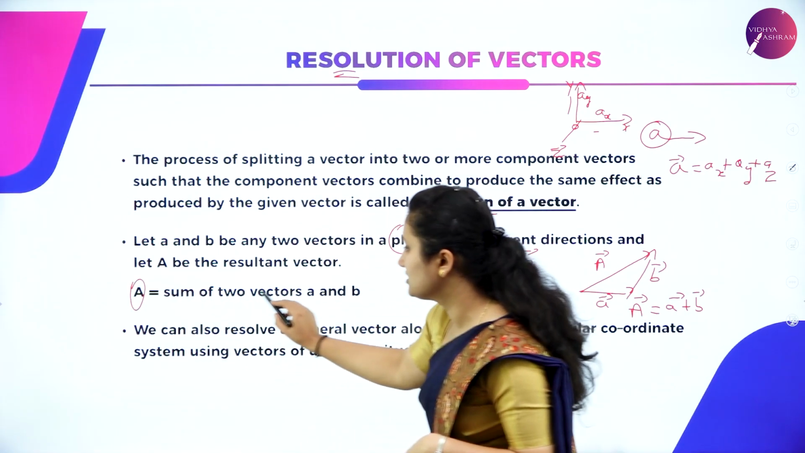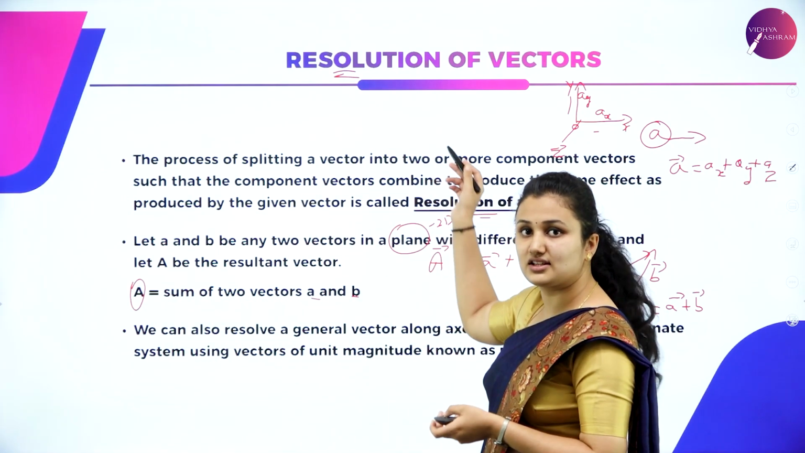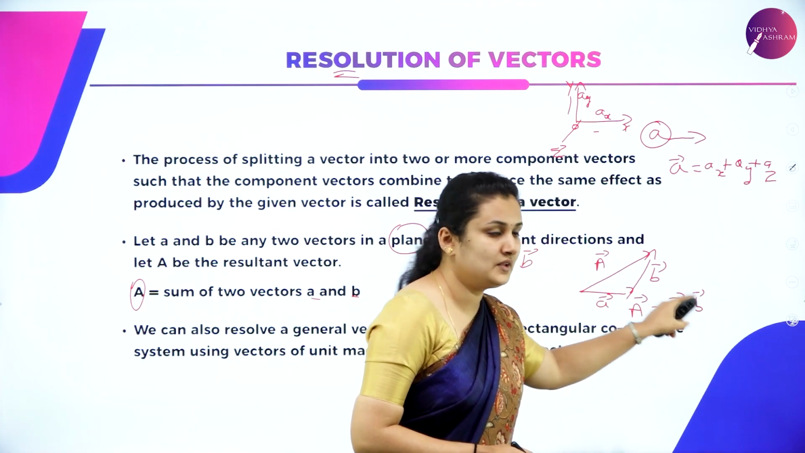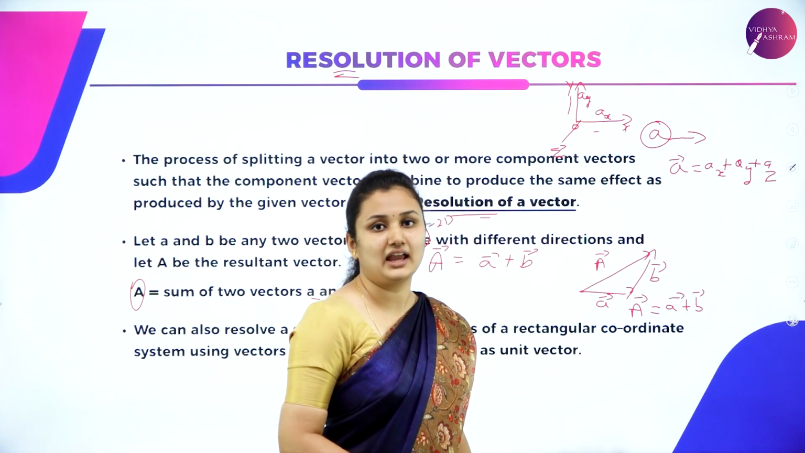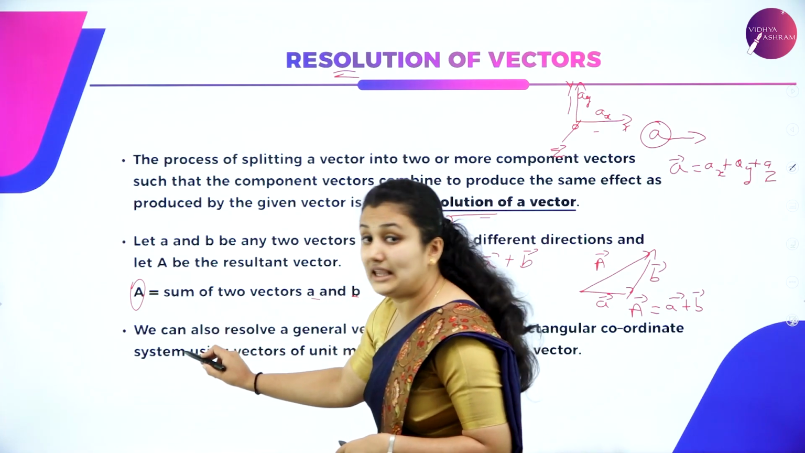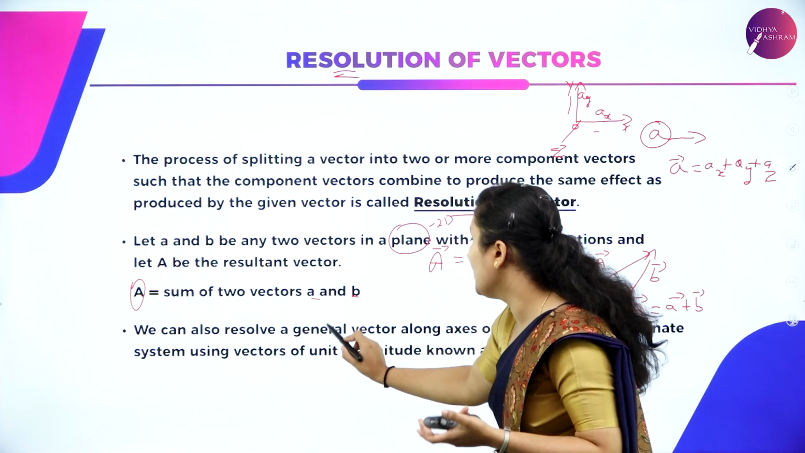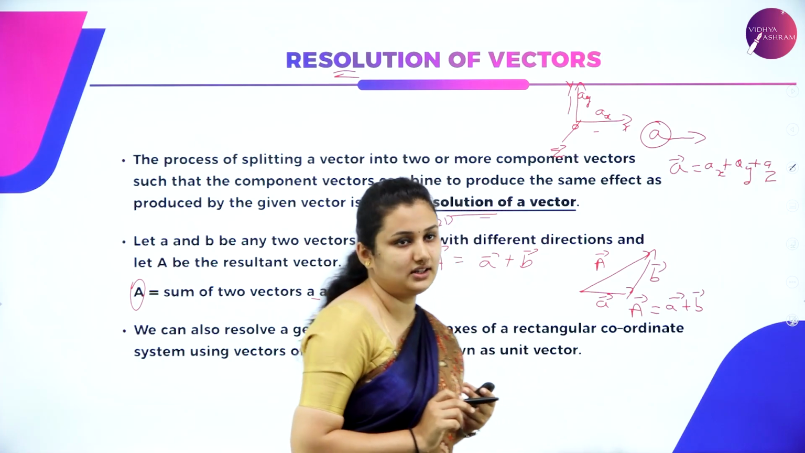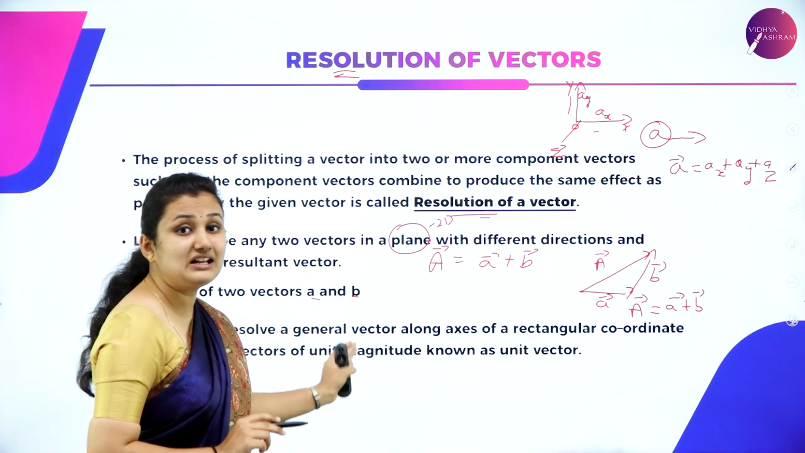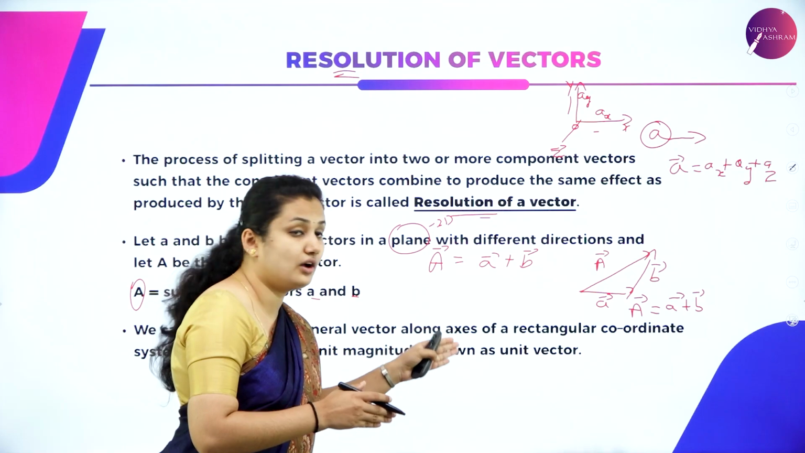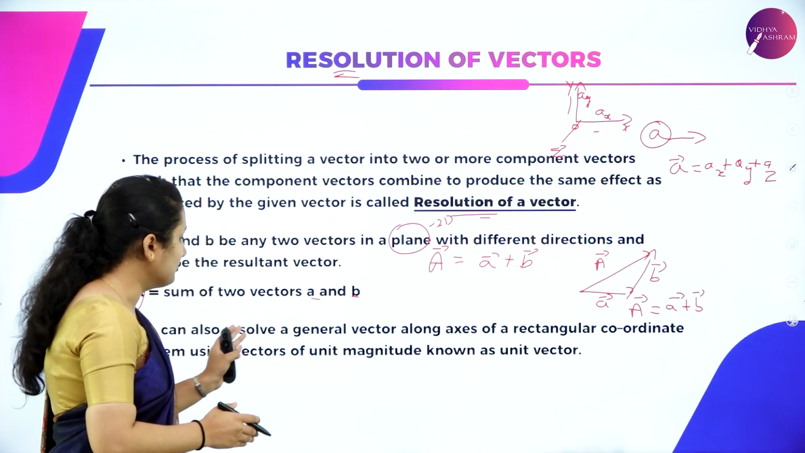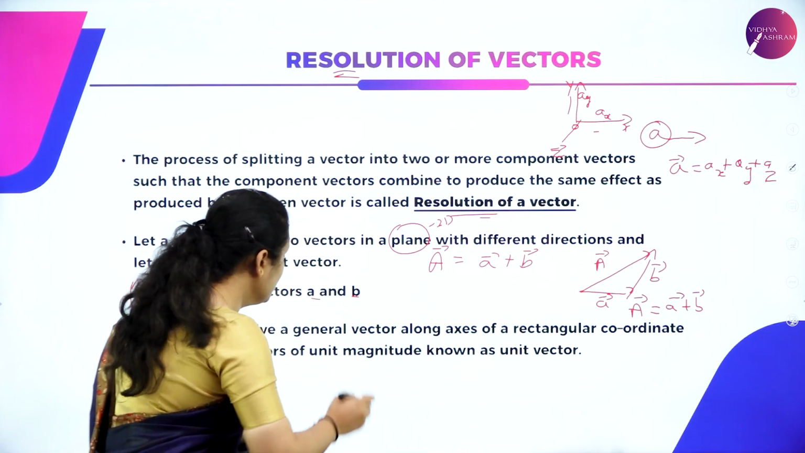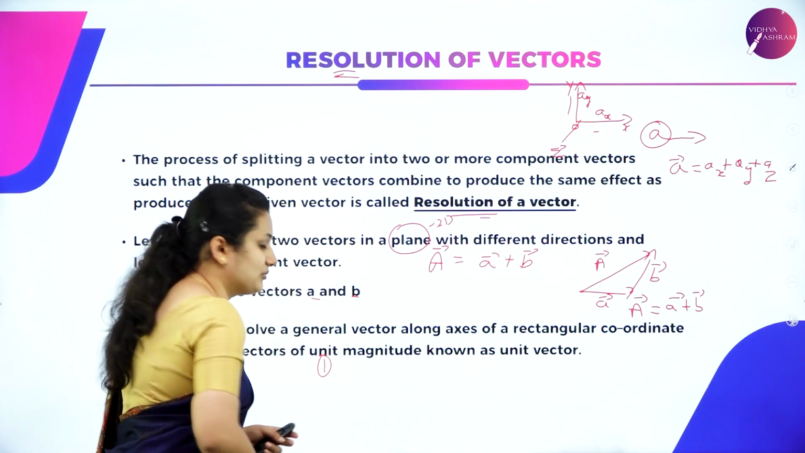Splitting up of a vector into its two components is called resolution of vector. From the triangle law, we know the resultant vector is A plus B. Similarly, we can also resolve a general vector along the axes of a rectangular coordinate system using vectors of unit magnitude, known as unit vectors. Unit magnitude means it is nothing but 1.